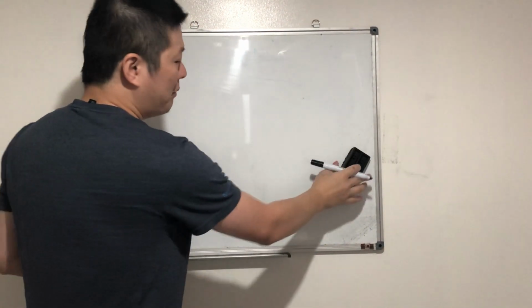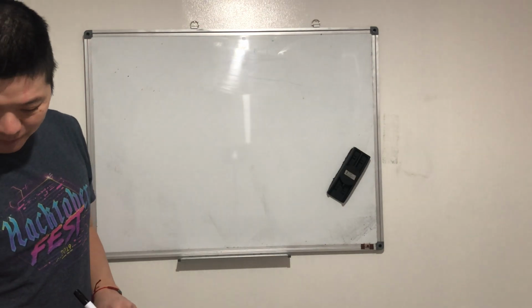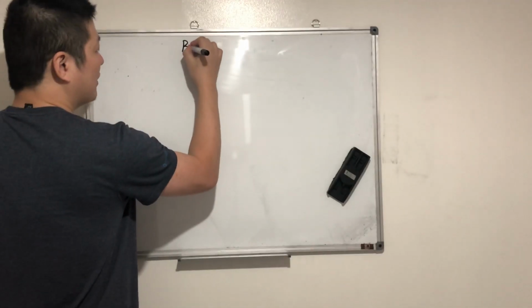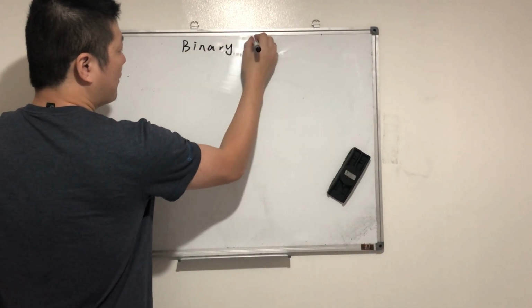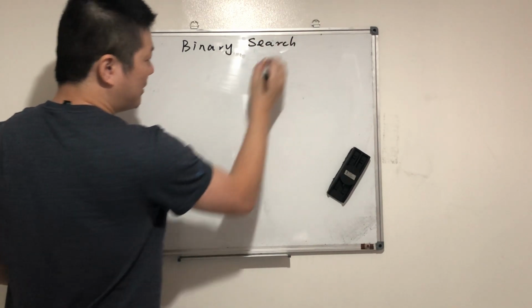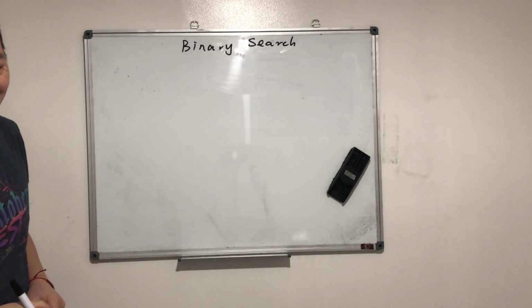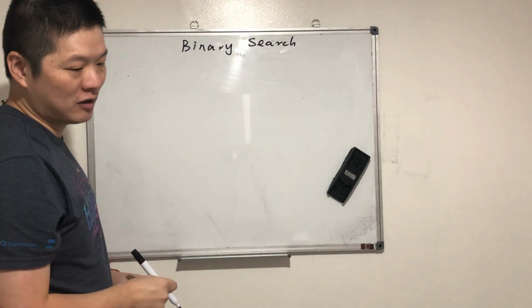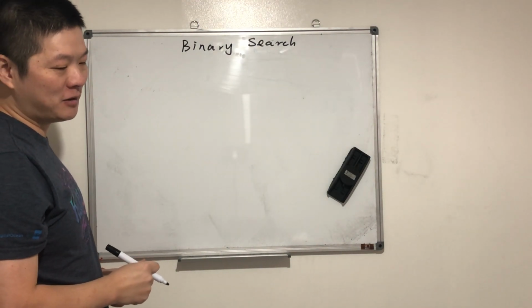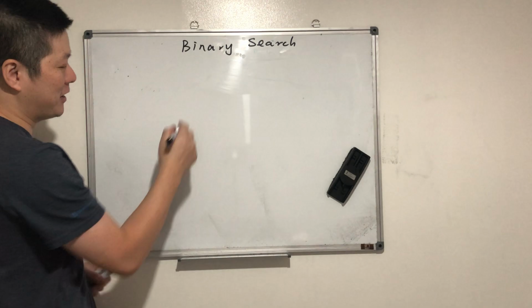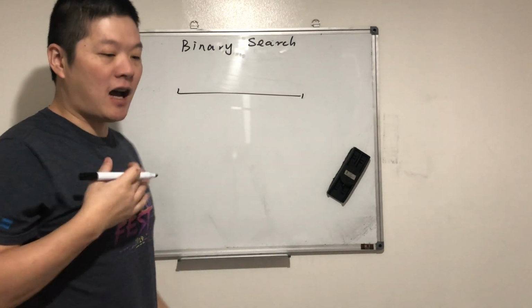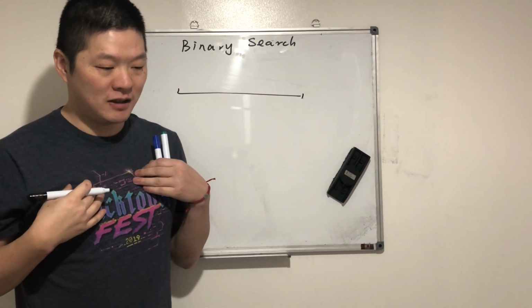Remember, we talked about binary search, right? Binary search, what's that? Binary is two. So every time you cut the search space into half. For example, I'm thinking of a number in my head.